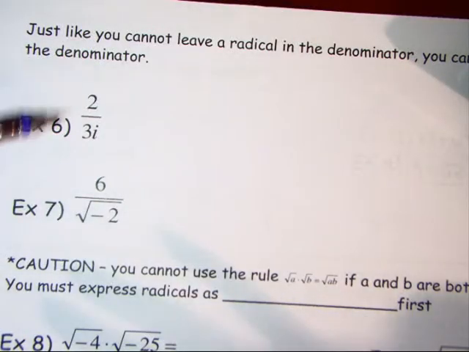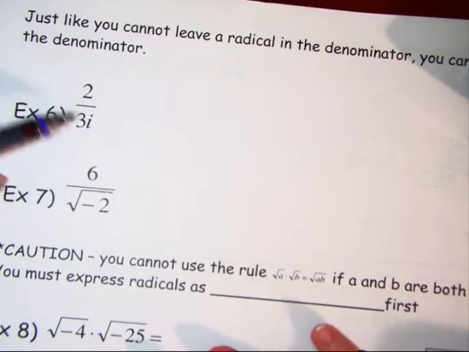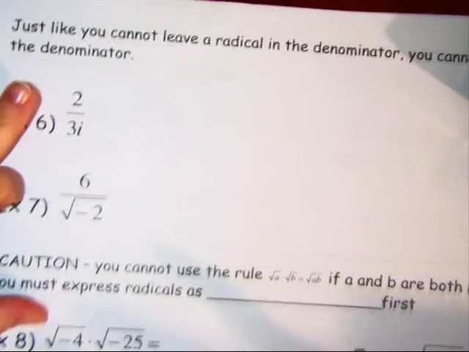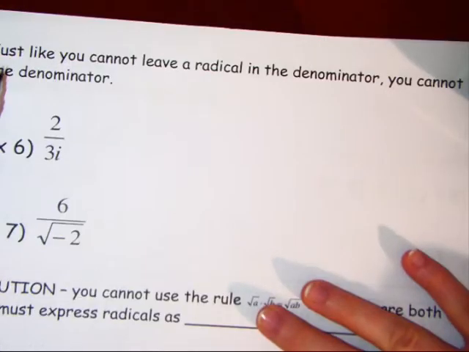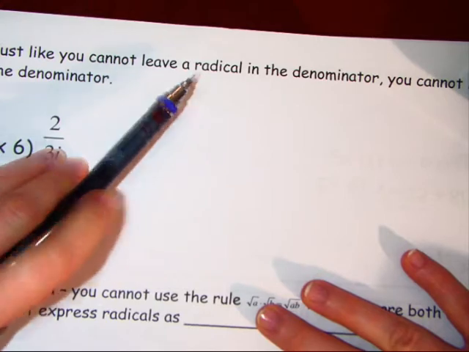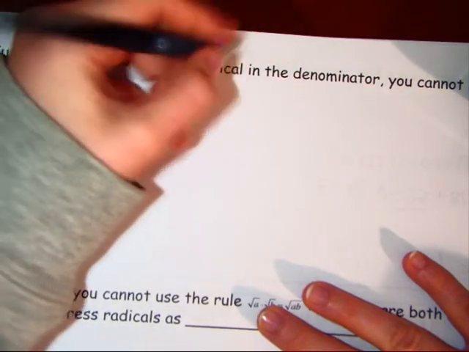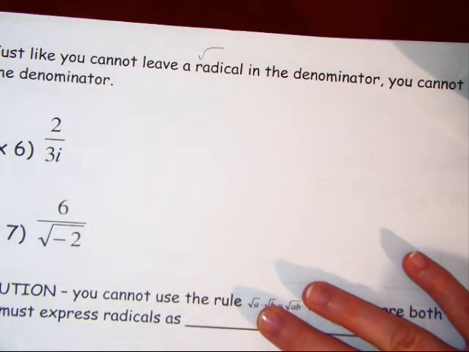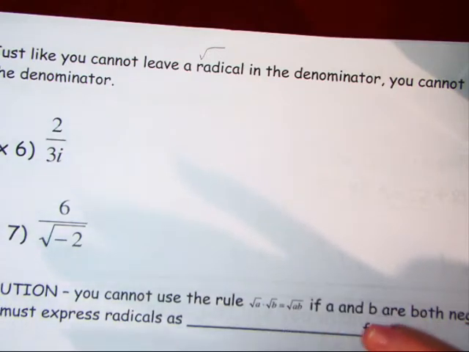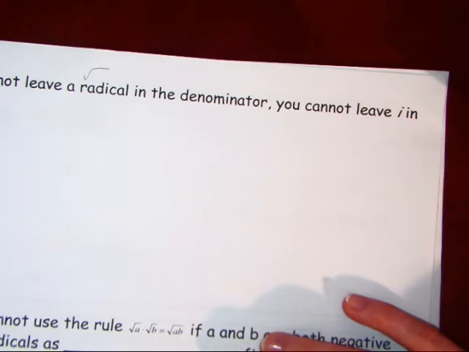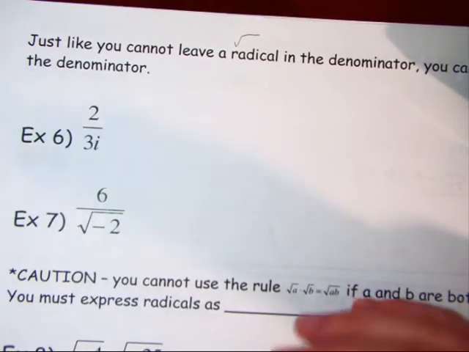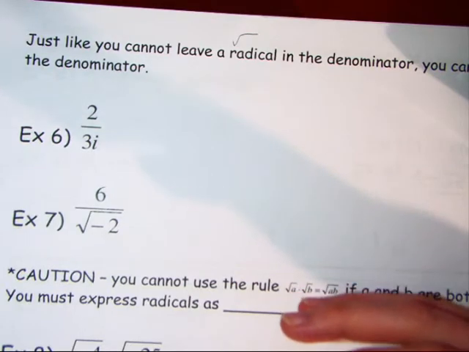In example 6, something we see on the bottom is an i. But before I go there, I'd like to read what I wrote up here. It says, just like you cannot leave a radical, and when I say a radical, I mean like a square root, just like you can't leave a radical in the denominator, you cannot leave an i in the denominator. Now, why can't you leave an i in the denominator? The answer is because i really is a square root.